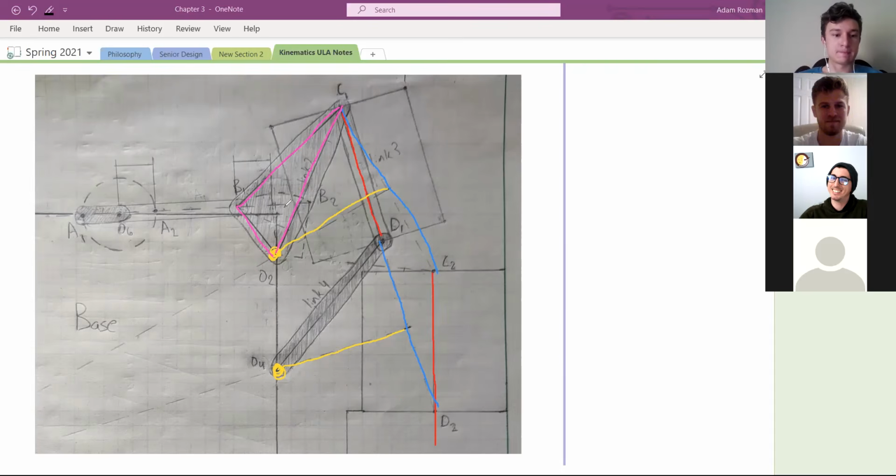Technically it makes it a little bit trickier because you have to do a little bit more geometry. So this angle is equal to this angle. And then the bisection of that distance is going to equal the radius of your crank.